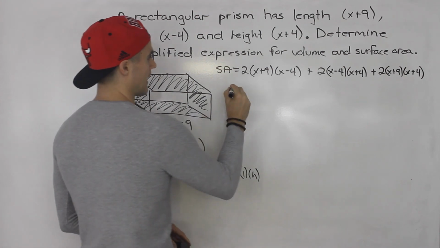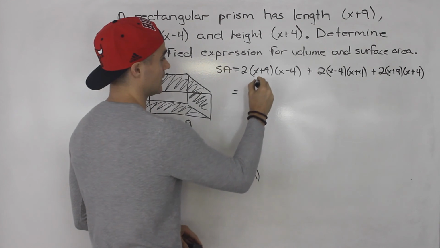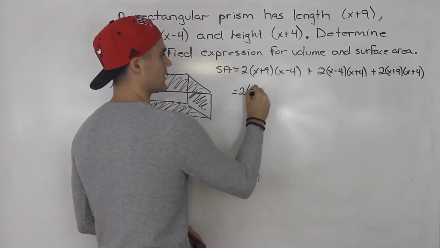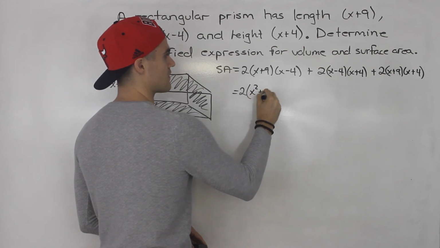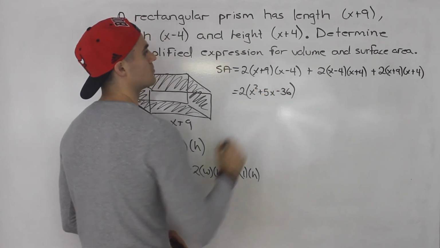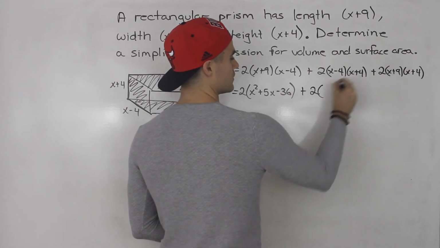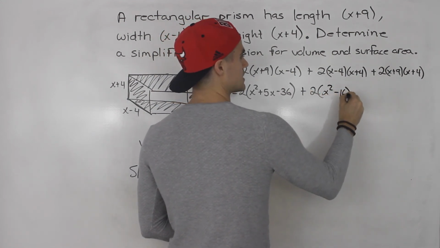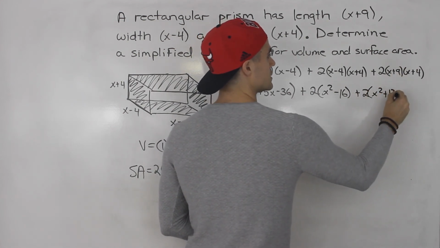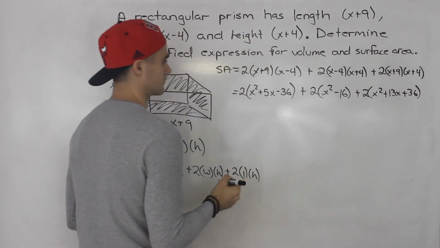And then you just simply have to expand all of this. Pretty annoying. So 2, when you FOIL all of this out and simplify, you'll end up with x squared plus 5x minus 36. 9x minus 4x would give you positive 5x. Then here, when you FOIL these two out, that would be x squared minus 16. And then these two would be x squared plus 13x plus 36.